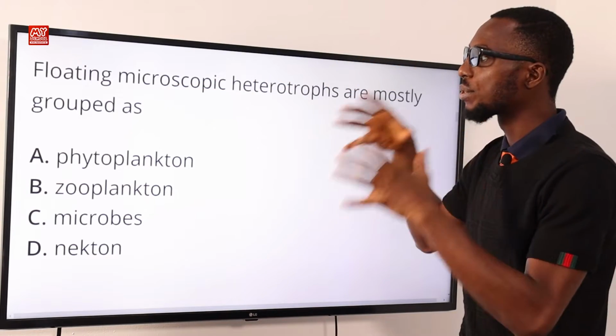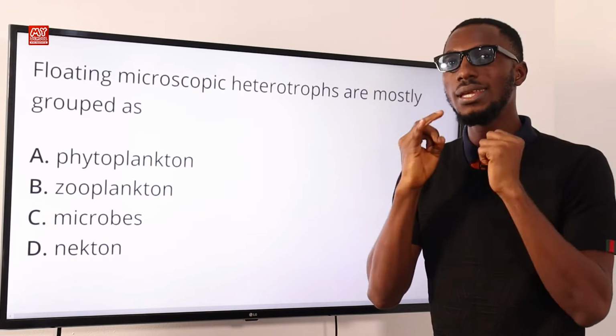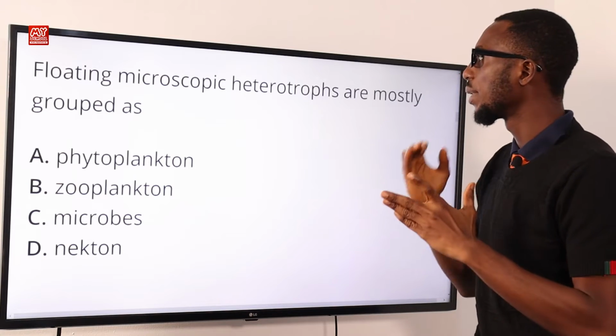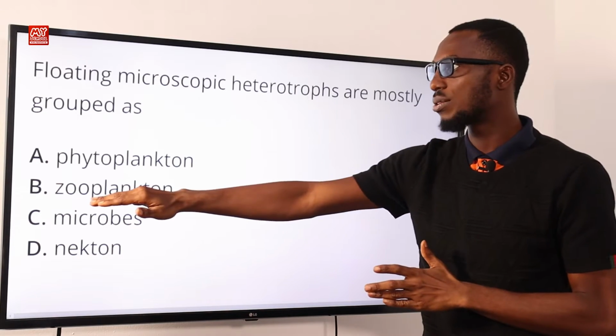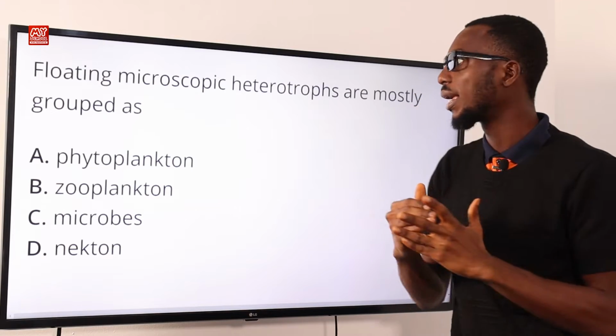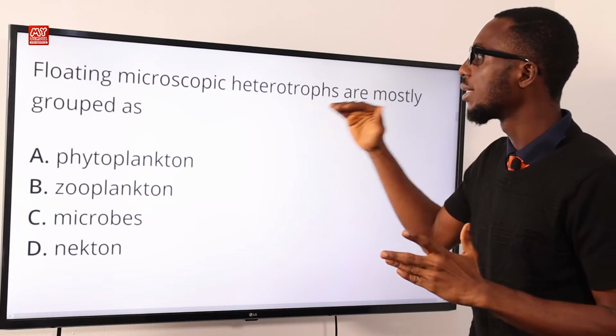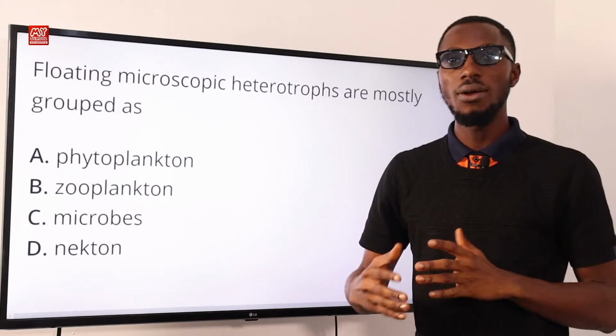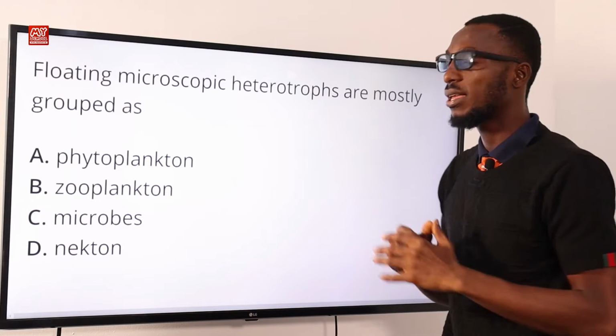So the option that fits into these three key terms, floating, microscopic, heterotroph, is the zooplankton. They float as well, they are microscopic, cannot be seen with our naked eyes, and again, they depend on other organisms for their food. So option B is very correct.